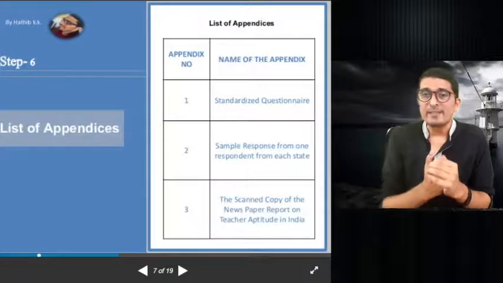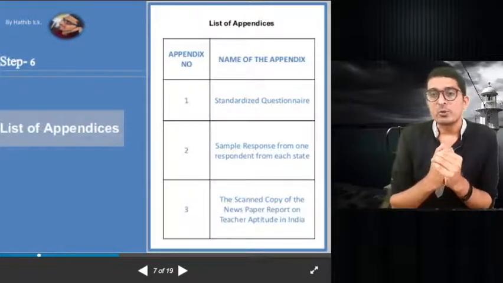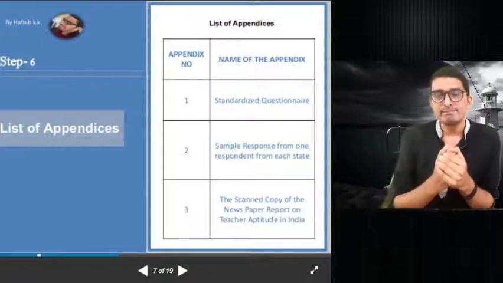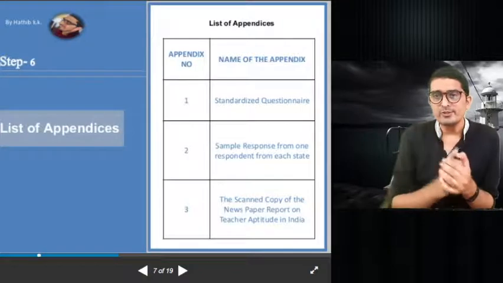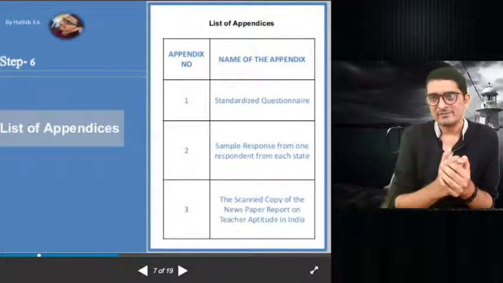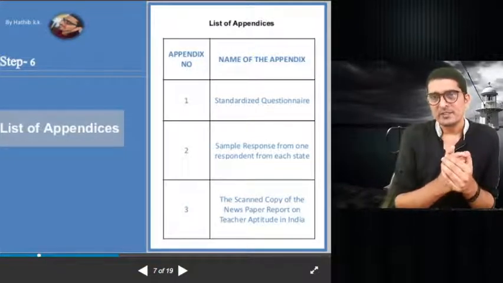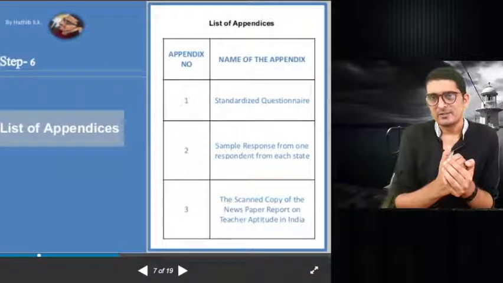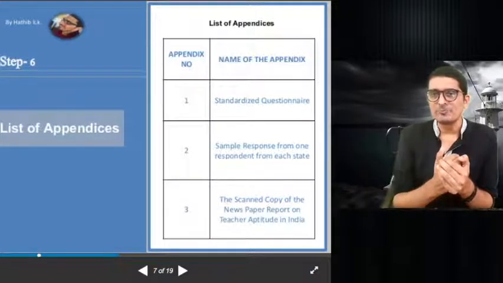The list of appendices. For example, if you have used a questionnaire for collecting data, you will attach the questionnaire at the end of the report. But you should mention it at the beginning. Give the list of appendices. Standardized questionnaire, sample response from one respondent, then the scanned copy of the newspaper report.